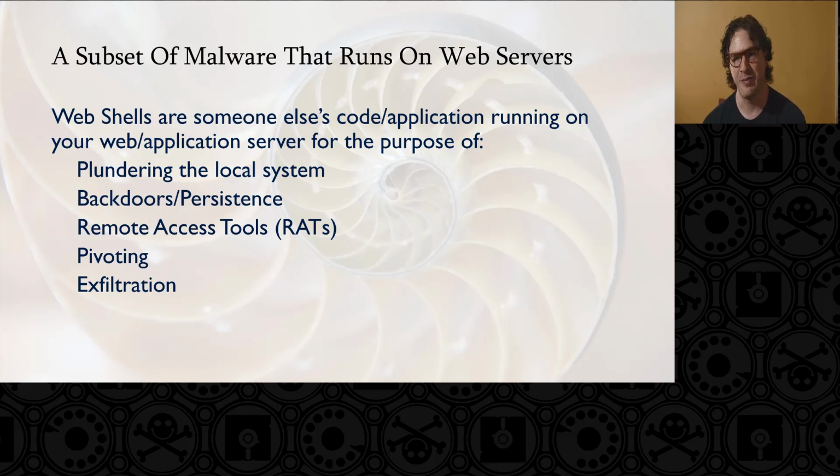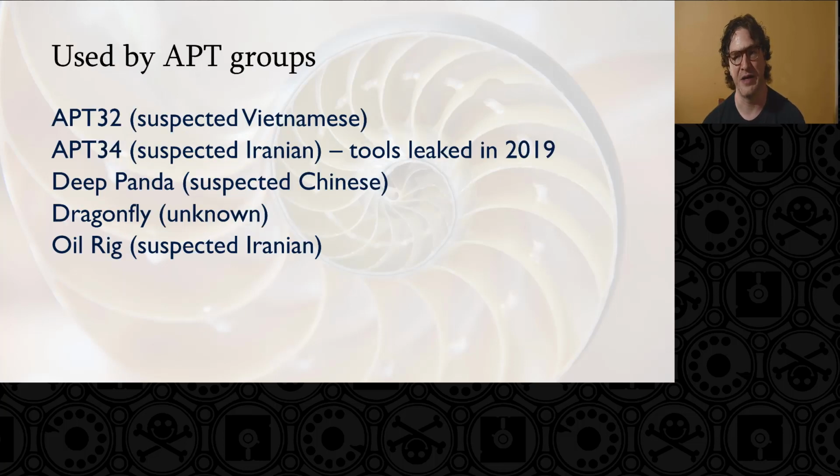It's very often used for pivoting from your external network into your internal network, and it's very often used for exfiltration of data. Web servers normally talk to the internet and send it things, so it's a great place to slip things that are easy to detect in other forms of exfiltration that might be missed. They're used by a lot of APT groups.